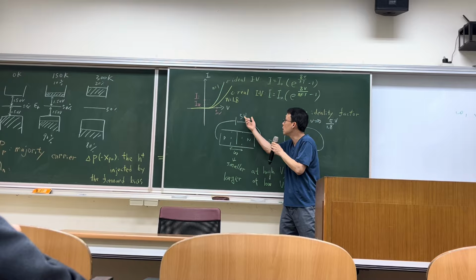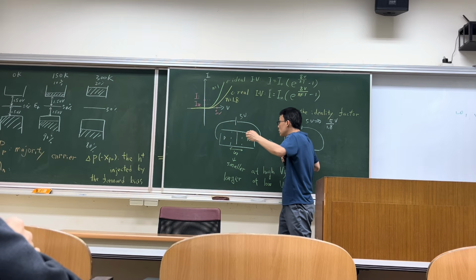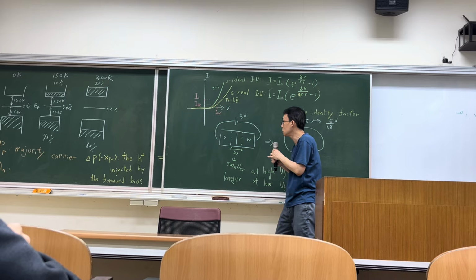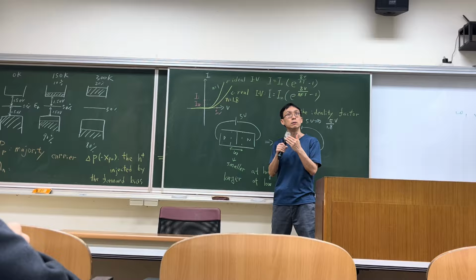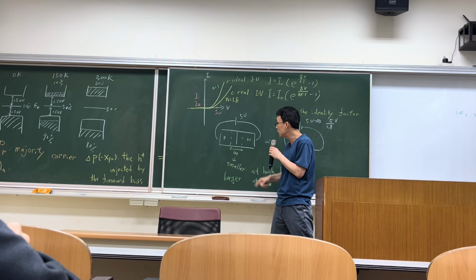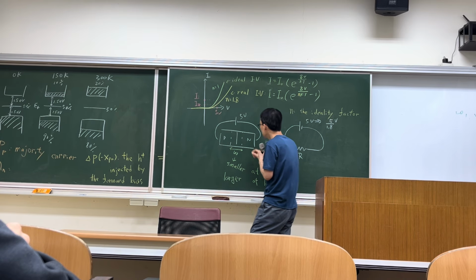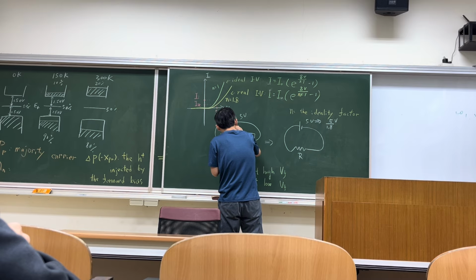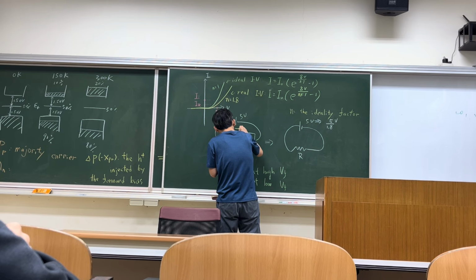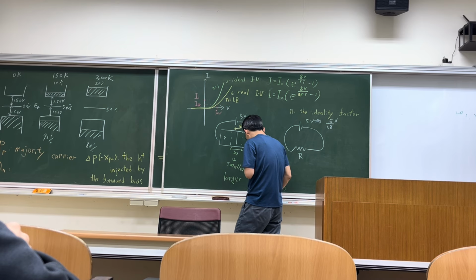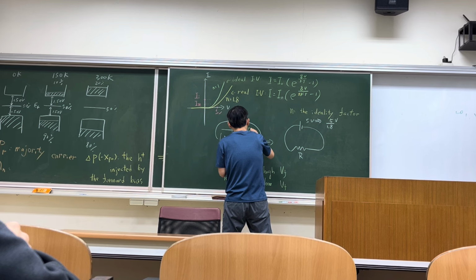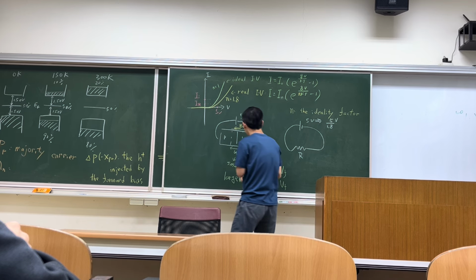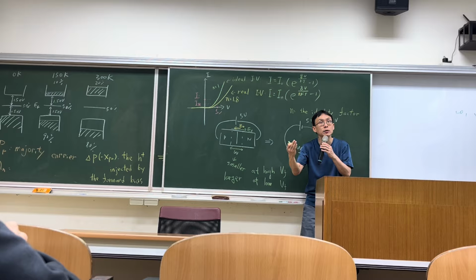If you increase the bias higher, you can reduce the depletion region because you are applying an electrical field opposite to the internal field. The internal field is in this direction, but the bias field is in this direction. So they are in opposite directions.